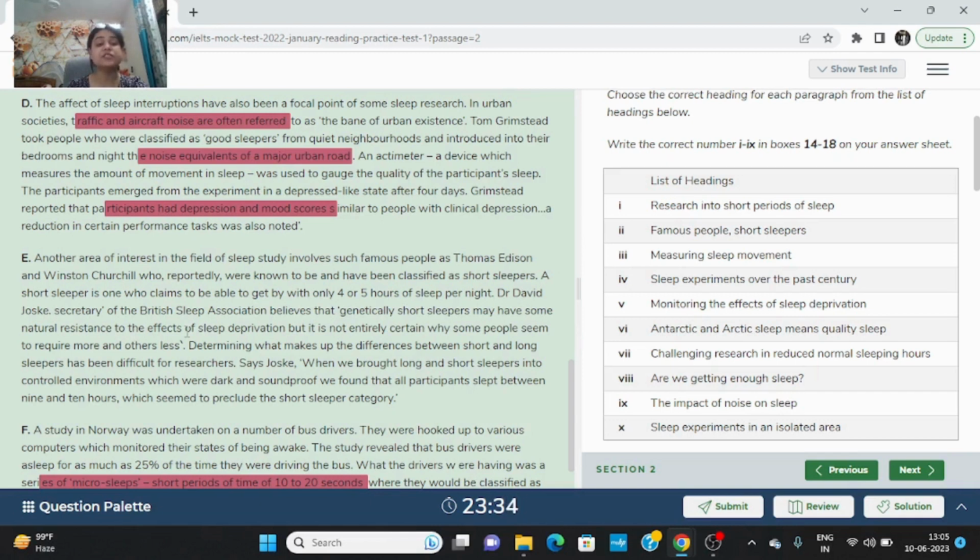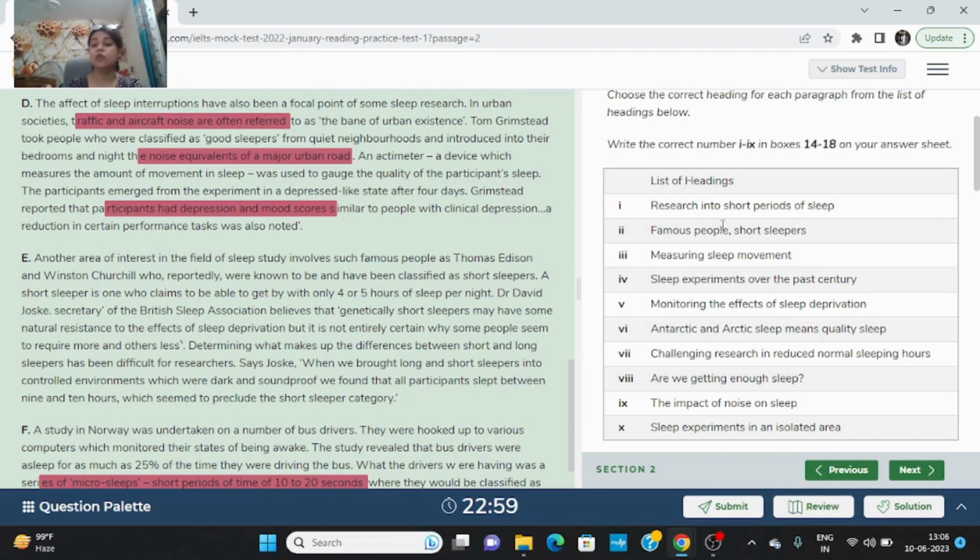natural resistance to the effects of sleep deprivation, but it is not entirely certain why some people seem to require more and other less. Determining what makes up the difference between the short and long sleepers has been difficult for researchers, says Joske. When we brought long and short sleepers into a controlled environment, which was dark and soundproof, we found that all participants slept between 9 and 10 hours, which seemed to preclude the short sleeper category.